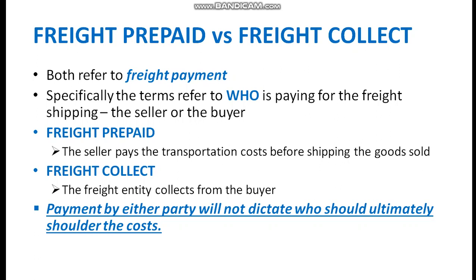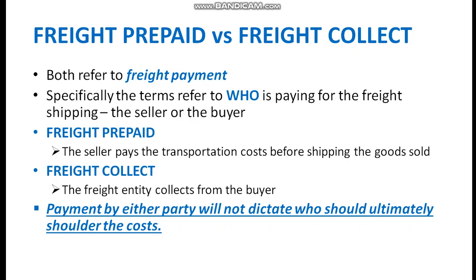So, pag freight prepaid, ang ibig sabihin nito, si seller pays the transportation cost before shipping the goods sold. So, pag freight prepaid, ang nagbayad ay si seller. Kapag freight collect, the freight entity collects from the buyer. So, therefore, kapag freight collect, ang nagbayad ay si buyer.